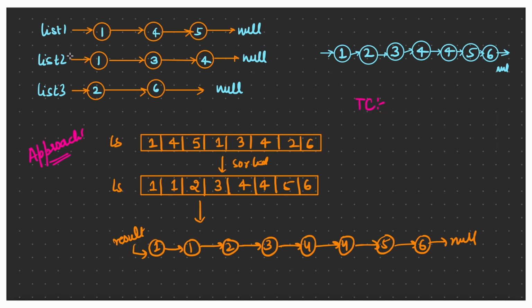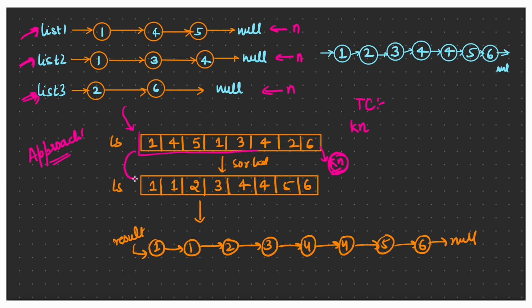Let's say each of the lists has n elements. In the worst case they can contain n elements. We'll traverse each of the lists. How many lists are there? K lists are there and there are n elements in each of the lists. So we'll traverse each of the lists and create this list. After creating the list, this list will contain kn elements.